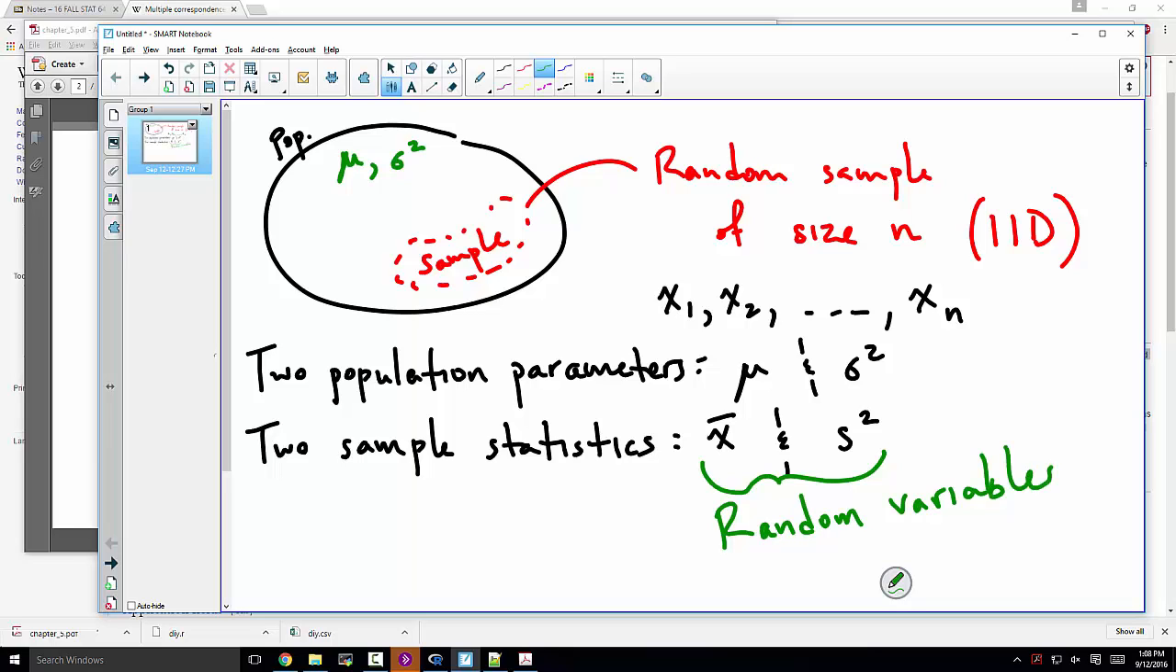That means X bar has a distribution. S squared has a distribution. And you could think about if we were to go take samples of size 100 from this population, we could expect a distribution of X bar values, for example. We would see some that were really close to mu. Just by chance, we would see some that were bigger than mu. And just by chance, we'd see some that were less than mu.